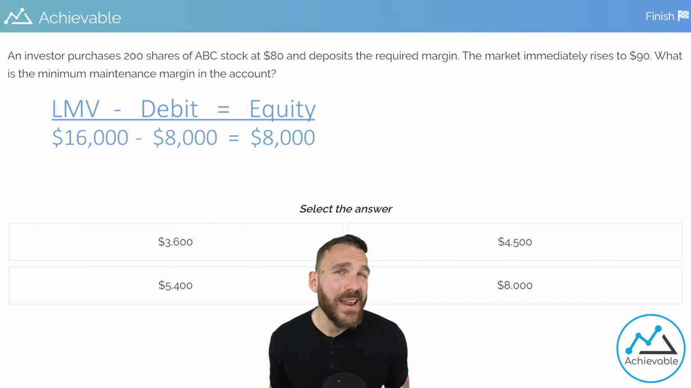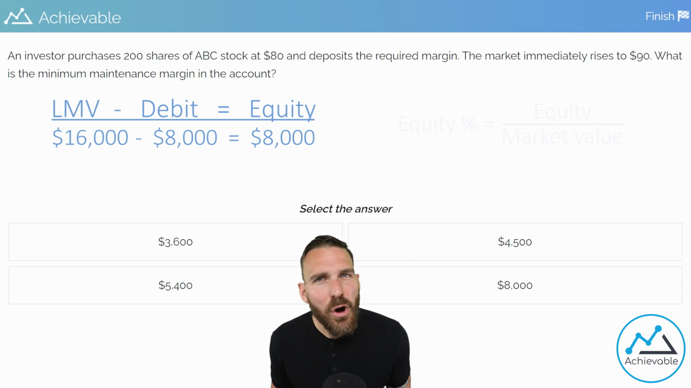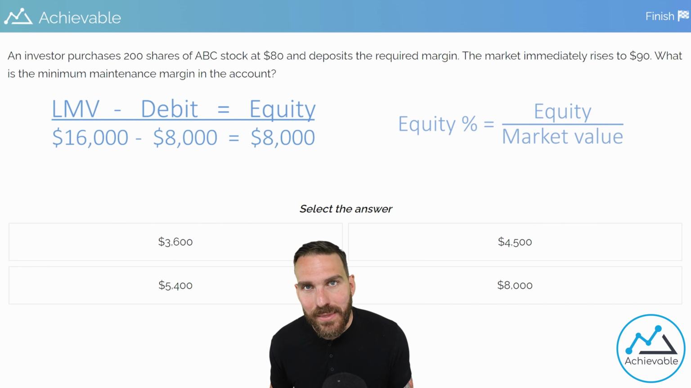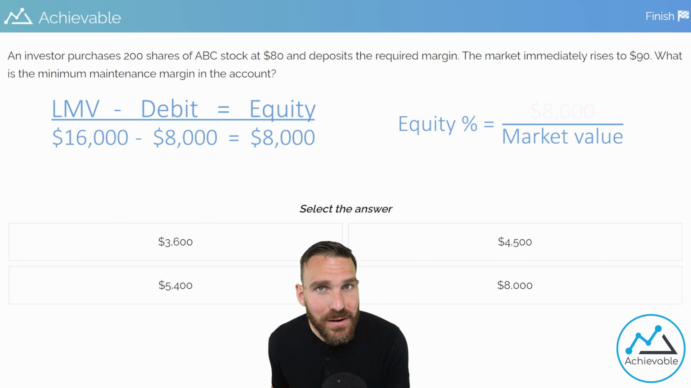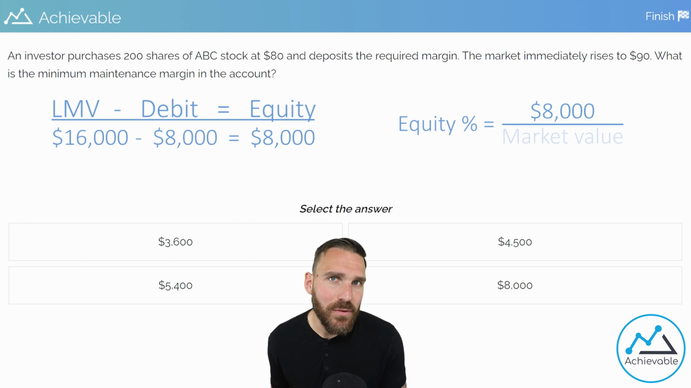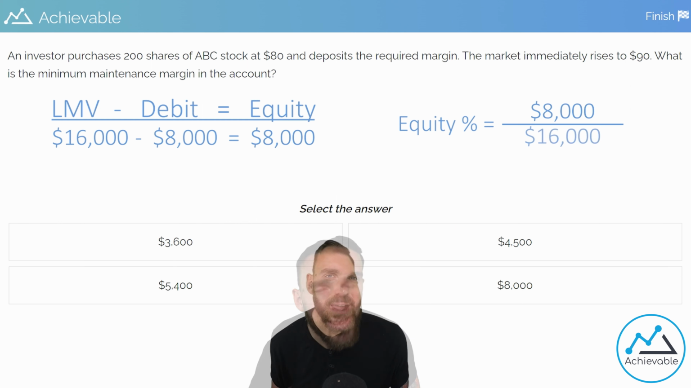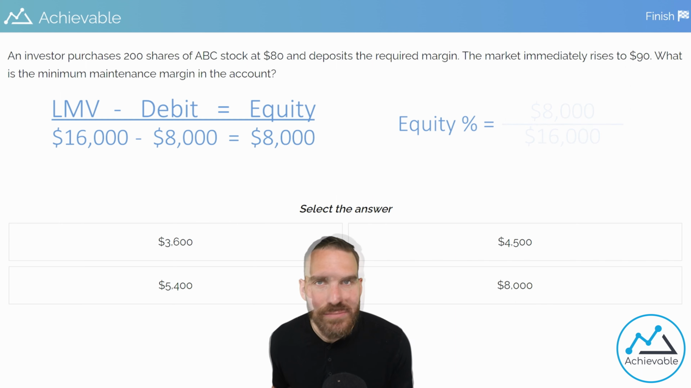Right now, we are right at 50% equity. You can always calculate an account's equity level in terms of percent by taking the equity, which would be 8,000 here, and dividing it by the market value in the account, which would be 16,000. 8,000 divided by 16,000 is 50%.